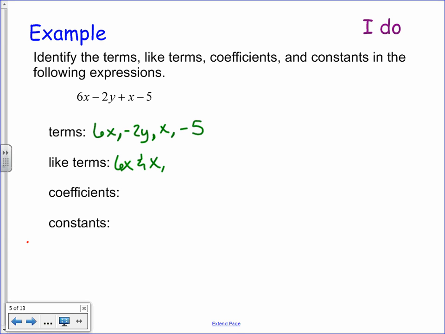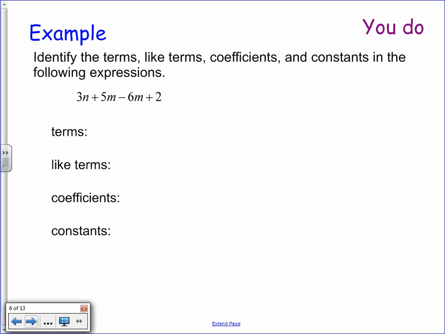Our coefficient, remember, is the number that's in front of the variable or attached to the variable. And here we have 6, negative 2. And then what happens in front of this x? Remember that little sneaky 1? And we're not going to put a negative 5 because there's no variable, so that's not necessarily a coefficient. But it is a constant, so we're going to put in negative 5 down here. Now, sometimes you might not fill in every single category, and that's okay. Sometimes I might not have a constant, there may not be any like terms, so you'll just leave that portion blank.